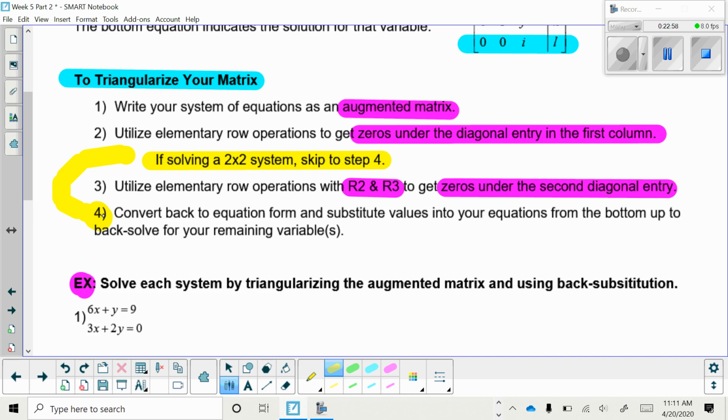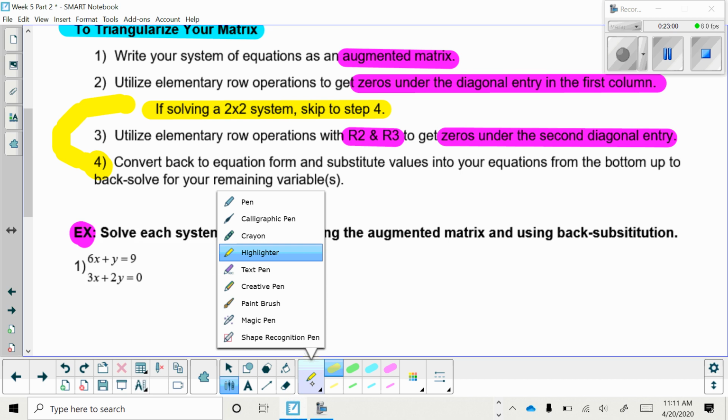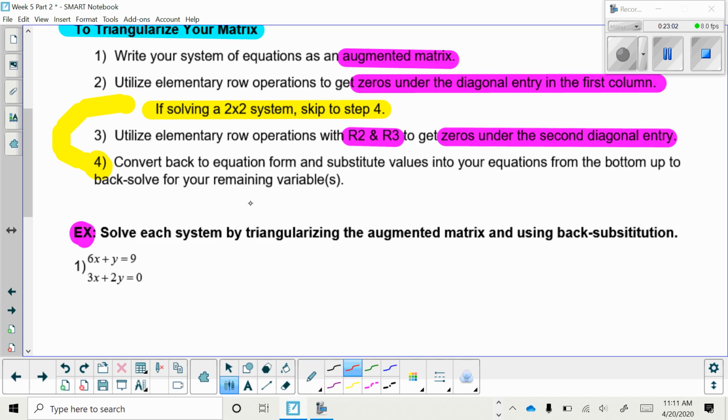So let's talk about step 1. Write it as an augmented matrix. So you take a minute to do that. Pause your video. You should have written this. 6, dang it, not y. I want the y. 6, 1, straight line 9, and then 3, 2, straight line 0. Okay, there's step 1. Done.